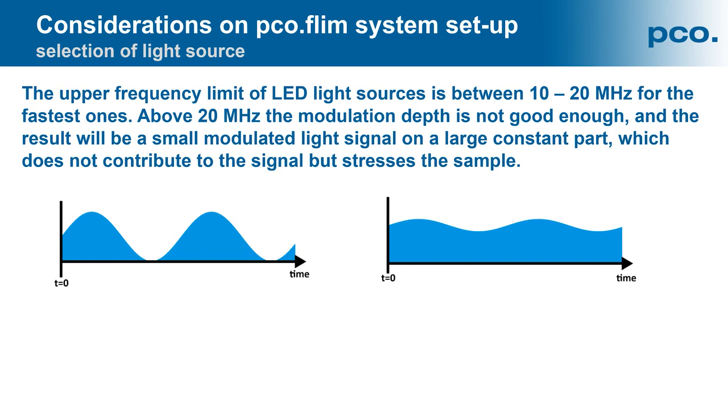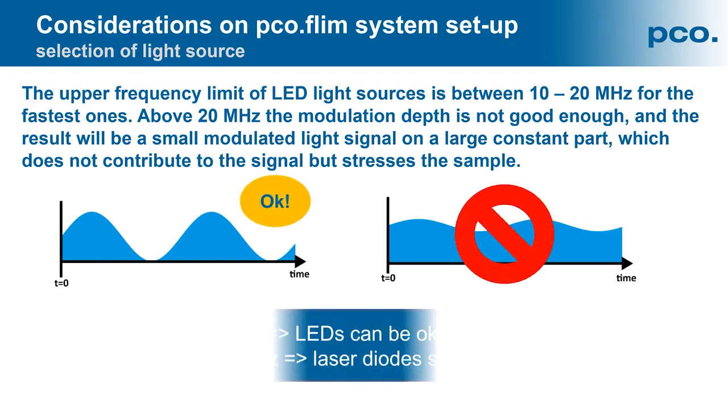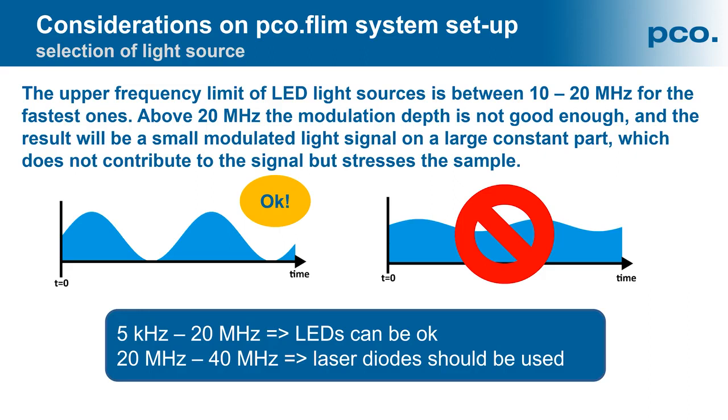Therefore, we suggest, if you have to measure fluorescence lifetimes in the nanosecond range, then modulation frequencies between 20 to 40 megahertz are required, and for that purpose only lasers are an adequate excitation light source. Below that, if you have lifetimes in the range of, let's say, 10 to 100 nanoseconds, or even in the microsecond range, then you very efficiently can use LEDs as light sources.